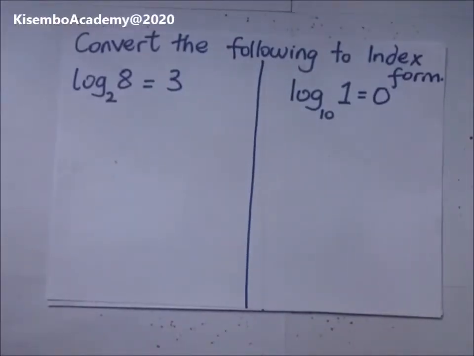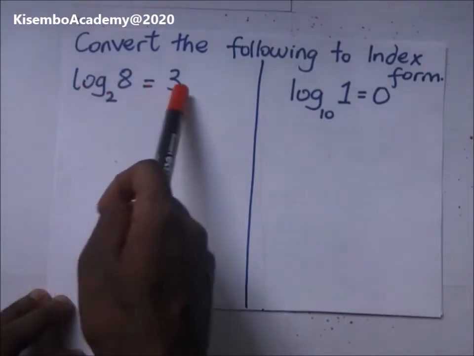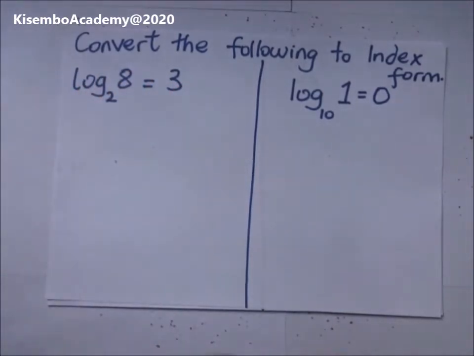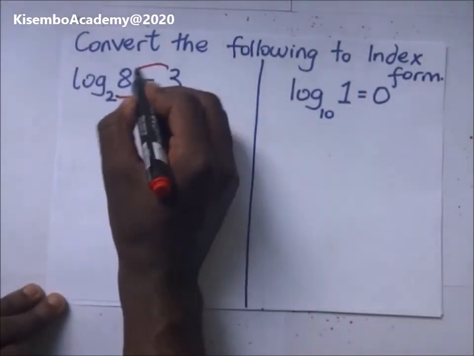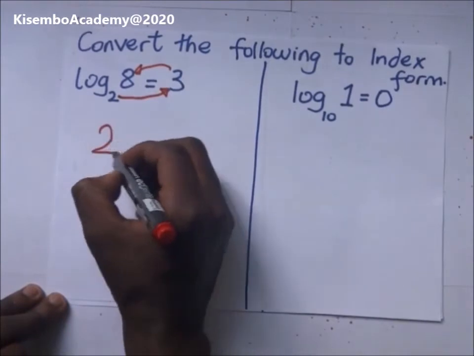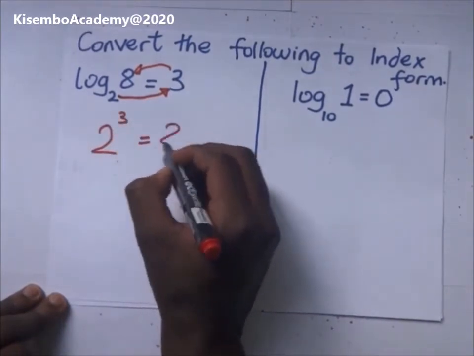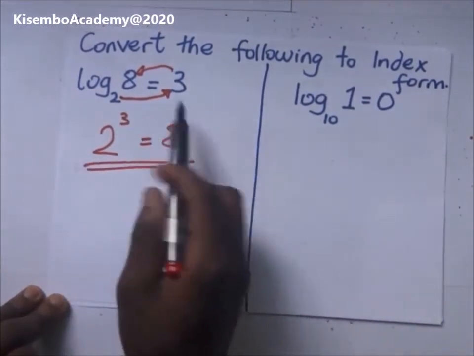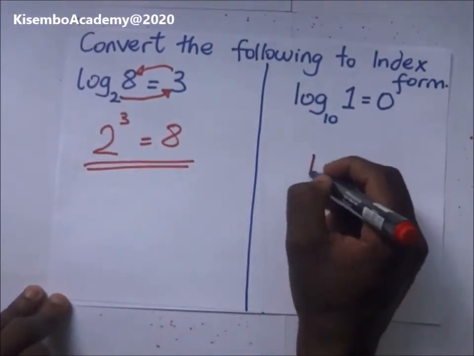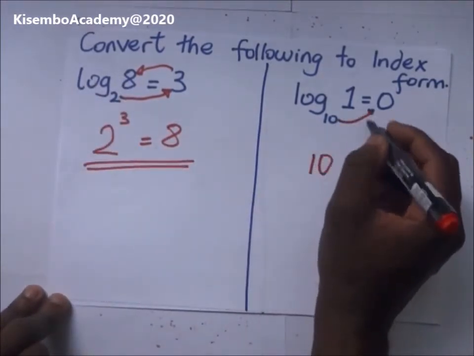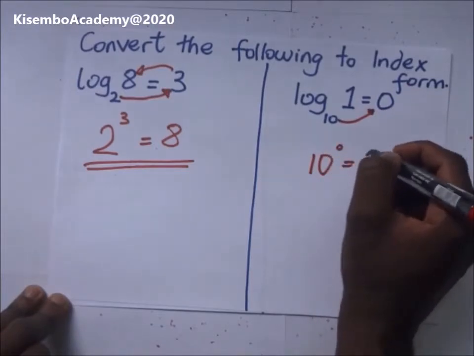In the same breath, we are going to convert these numbers to index form. They are telling us that the log of 8 base 2 is equal to 3. Converting that, we shall say 2 to the power 3 gives us 8. So 2 to the power 3 is going to be equal to 8. As simple as that. Now we've converted this logarithm to index form. It's the same thing we shall do here. 10 to the power 0 is equal to 1.